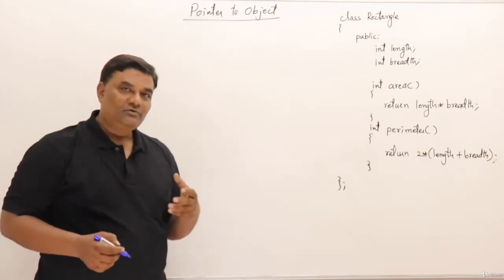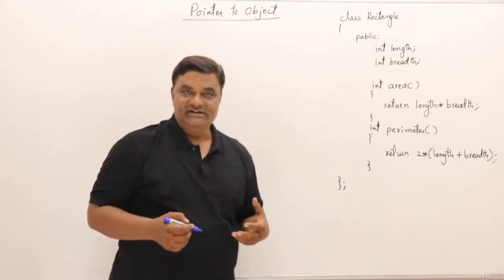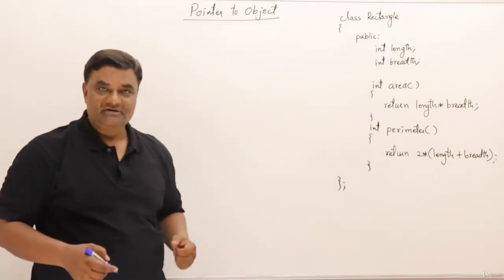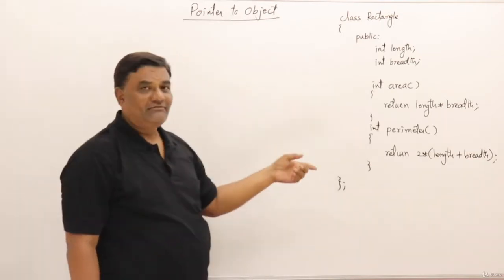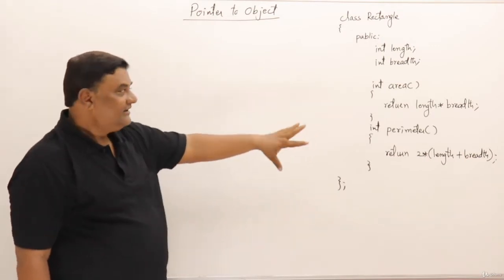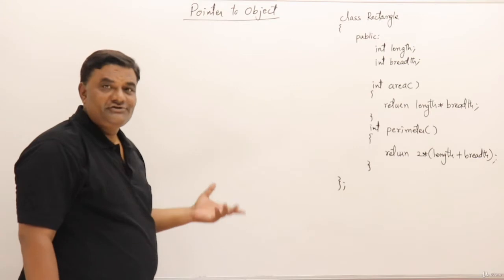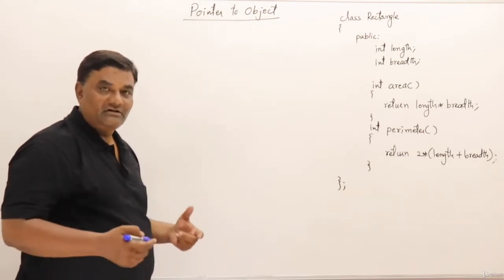Let us look at how to have pointers on an object, how to create objects inside the stack, and how to create them in the heap. The same rectangle class which we have already seen, I have written it here in a small size font. Now let me write the main function and show you how we can have pointers on an object.